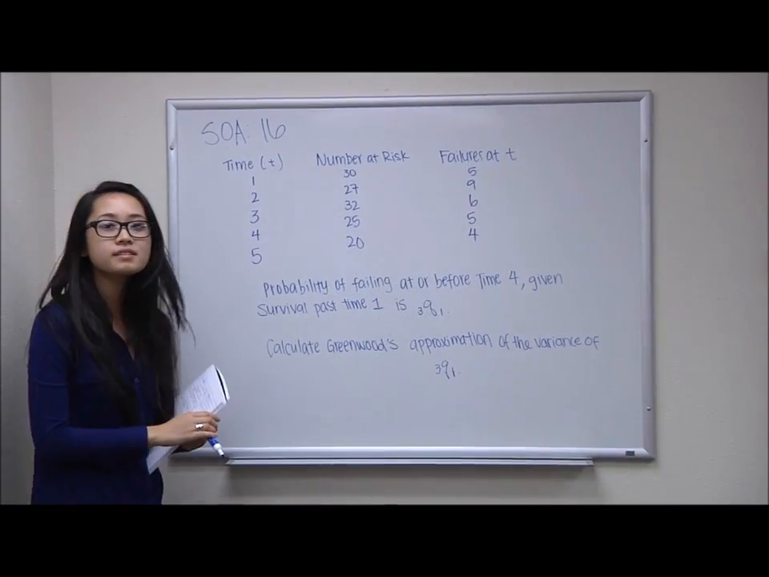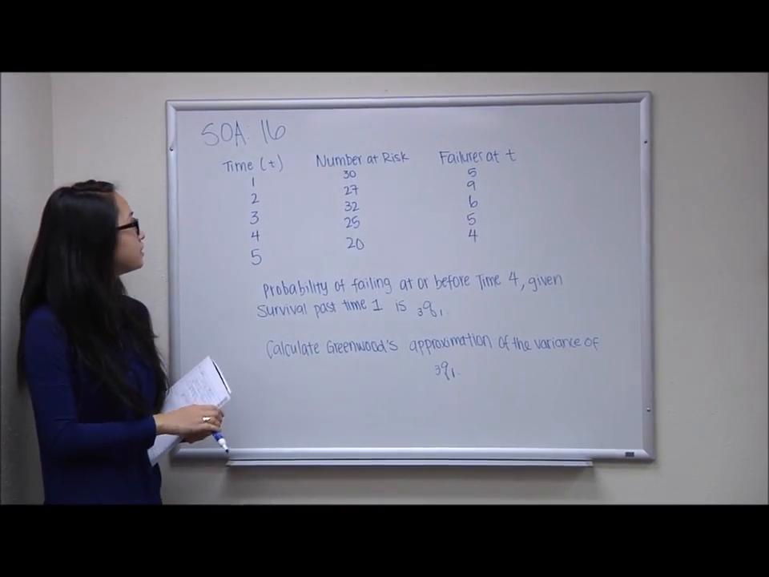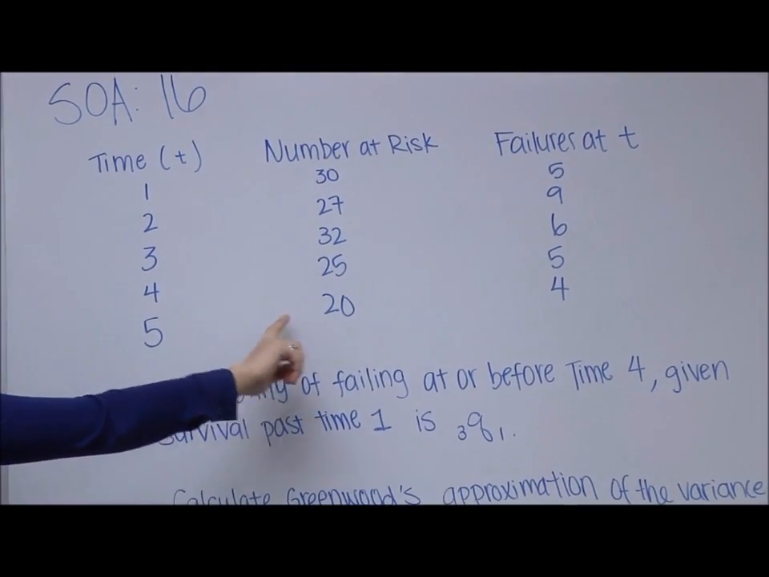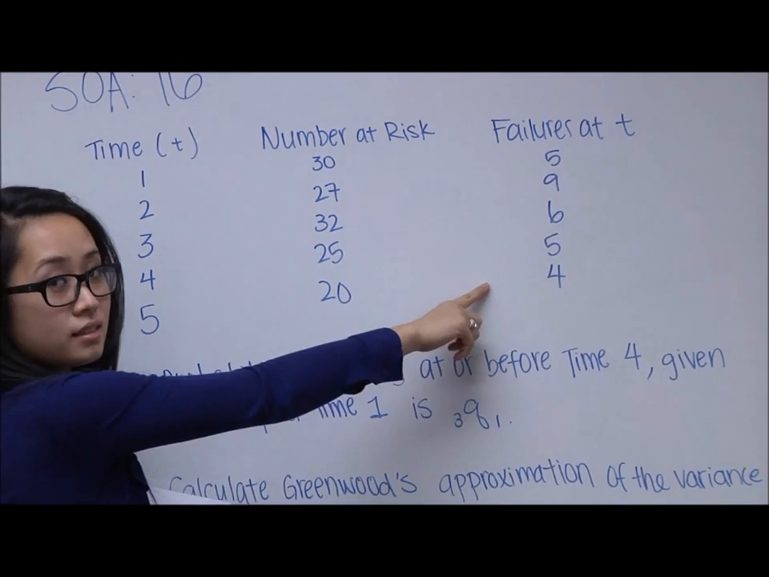Okay, so now we'll be doing SOA sample problem number 16. And we're given this data set of the time, the number at risk at this time, and the number of failures or deaths at this time.